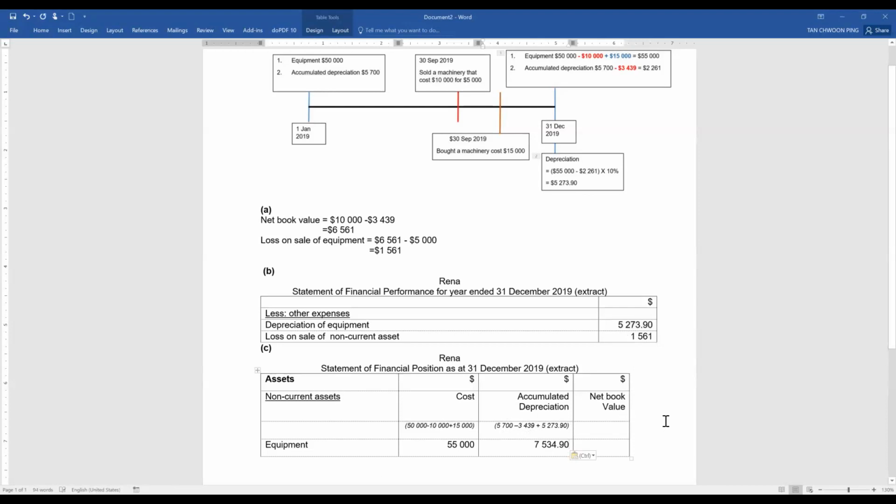And lastly, why are we doing so much? Is because we want to know exactly how much my equipment is worth at the end of the accounting year. So how do I calculate my net book value of my equipment as at 31st December 2019? So I will key into my calculator the cost price of the equipment, which is 55, minus the accumulated depreciation. That will have given me 47465.1.